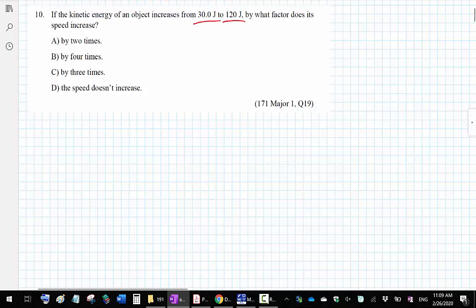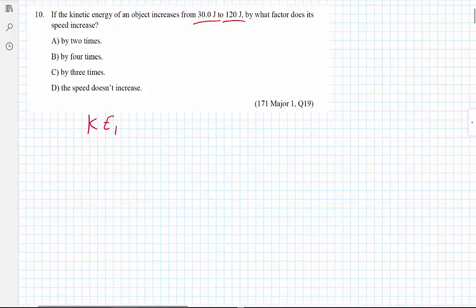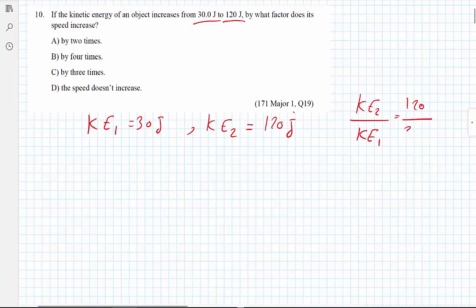Okay? So here from 30 joule to 120 joule, that's a change of 4 times. 4 times a change of kinetic energy. So the change of the speed will be the root of this number, which is the root of 4, which is 2. So that's 2 times. But let's try to solve it using mathematics. The first kinetic energy equals 30 joule. The second kinetic energy is 120 joule. Kinetic energy 2 over kinetic energy 1 equals 120 over 30, so that's 4 times.